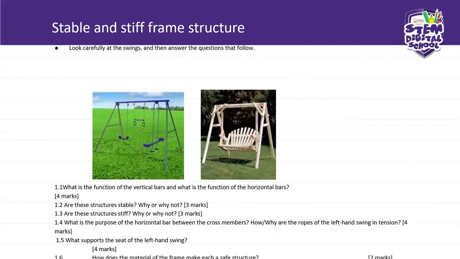Thank you very much. And another question: why are the ropes of the left-hand swing in tension? Not necessarily of the left hand, or this swing, why are they in tension? What could cause the ropes to be in tension? What kind of force gives us tension? Or what kind of action will give us tension?